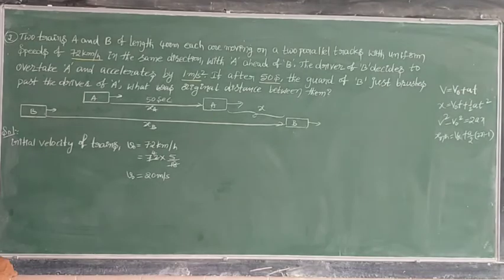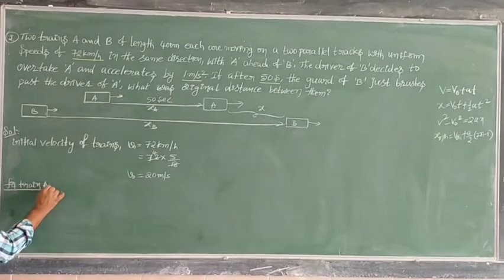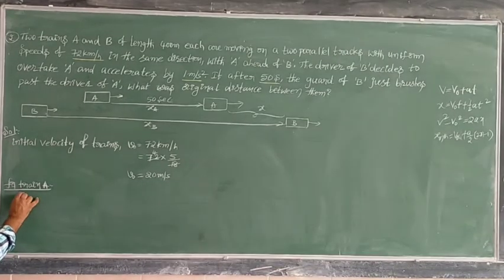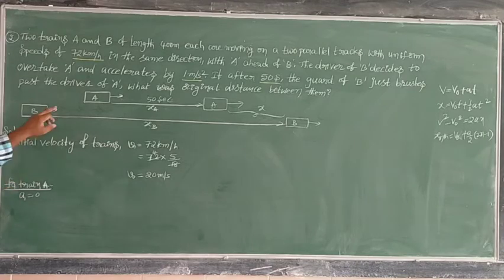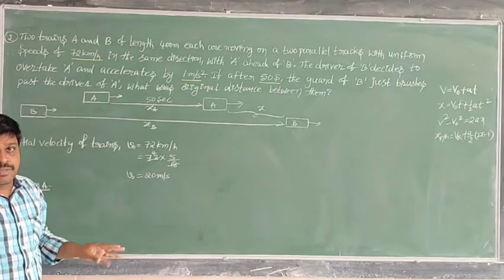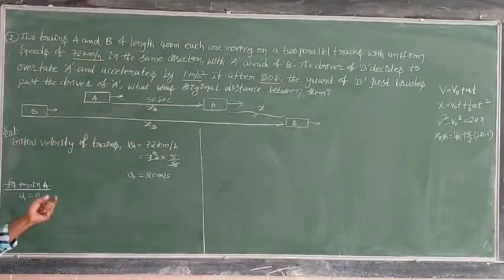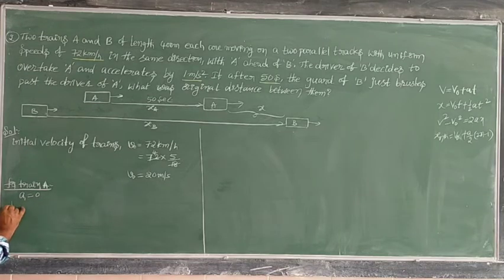Next row, here you just see acceleration for train A. For train A, acceleration is nothing but 0. Why is the acceleration 0? The driver of train A is not accelerating his train. But who accelerates the train? Train B. The driver of train B accelerates the train. So acceleration of train A is 0.